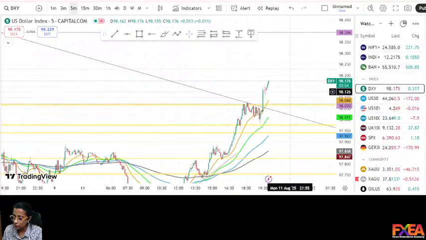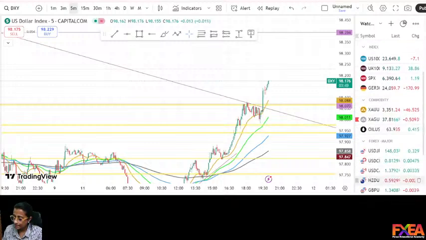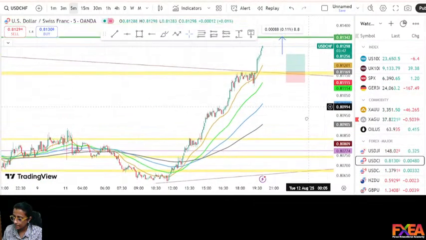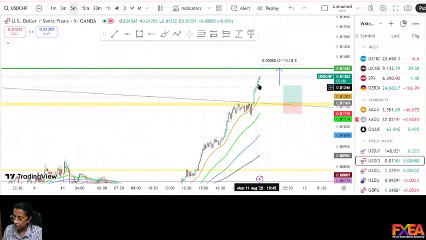See, DXY is moving up again. And USD CHF, our trade is also moving up.